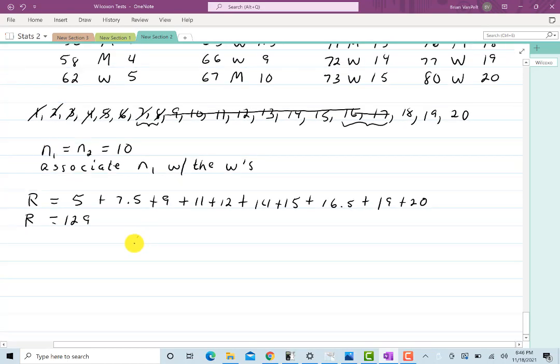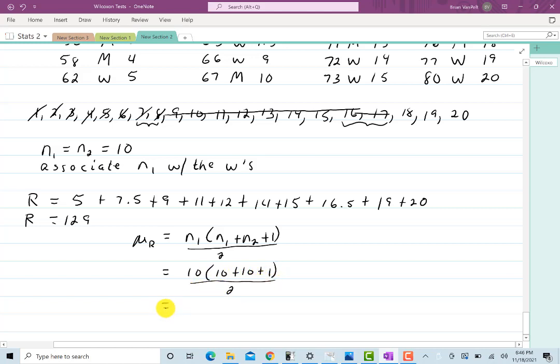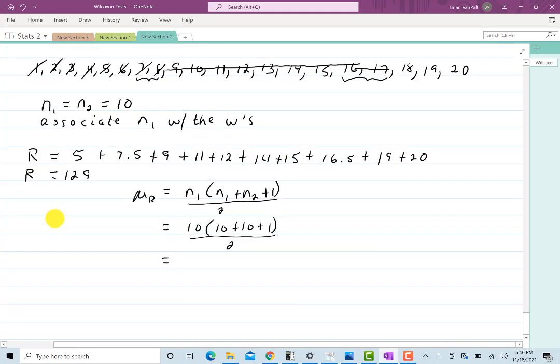I need mu sub R. That was N1 times N1 plus N2 plus 1, divided by 2. N1 is 10. And so that equals 105. And I also need sigma sub R. Here is the square root of N1 N2 times N1 plus N2 plus 1, all of that divided by 12.